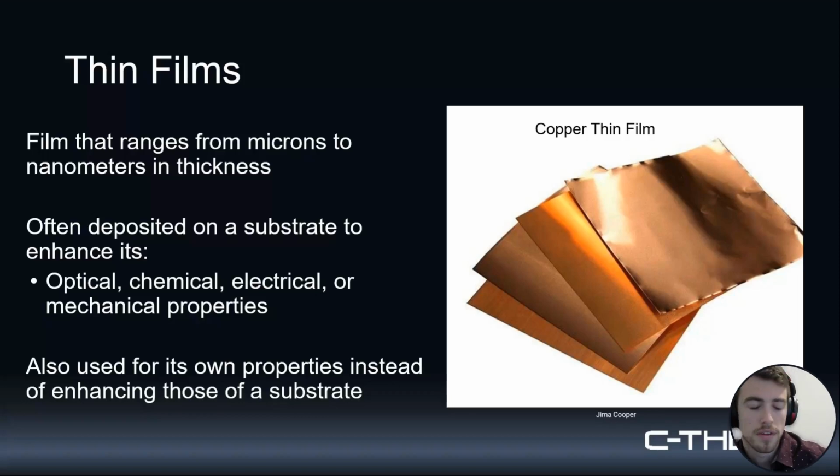Oftentimes they're deposited on the substrate, but sometimes they're just used on their own for their own properties. An example of this is copper thin film. Copper is very conductive, and when you're trying to make smaller electronics, you need a small amount of it. So they use copper thin films. As well, it could be expensive, so you want to use the least amount possible.